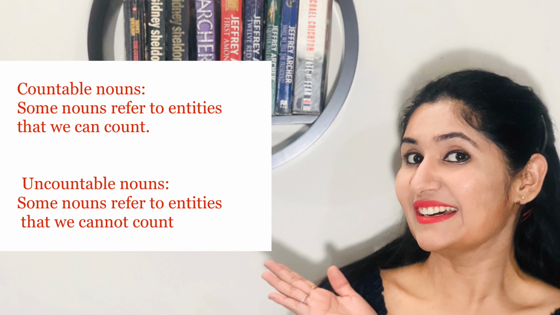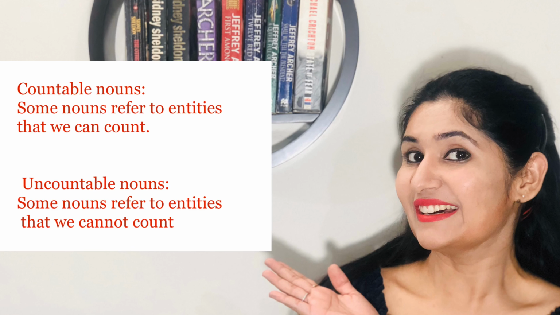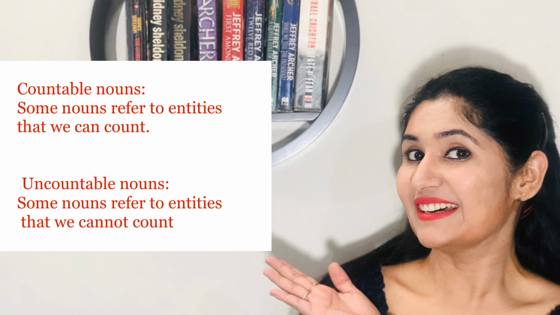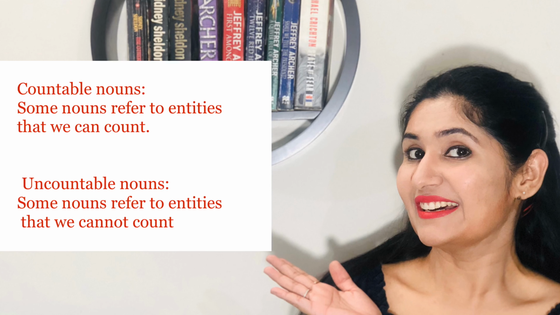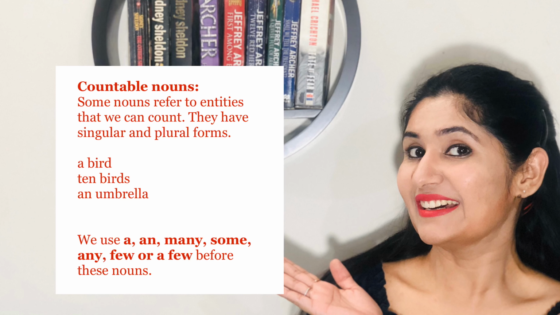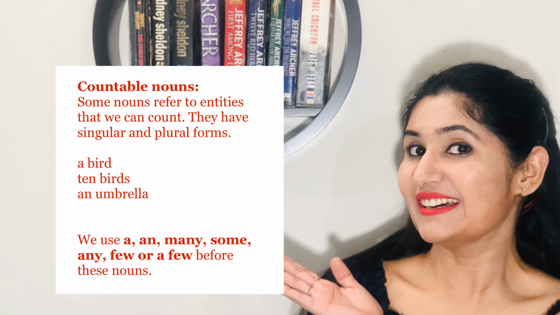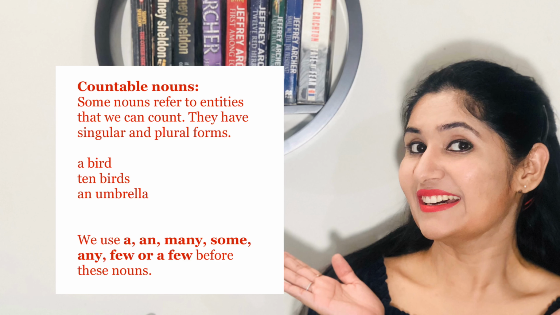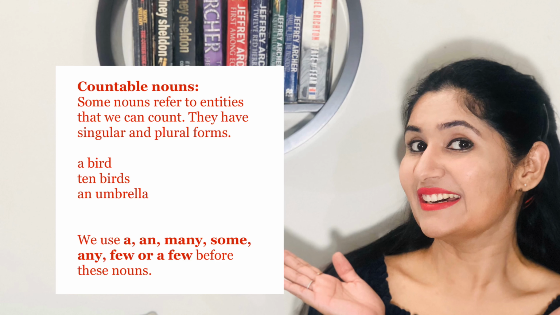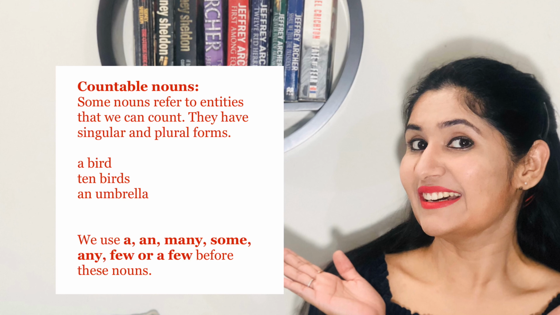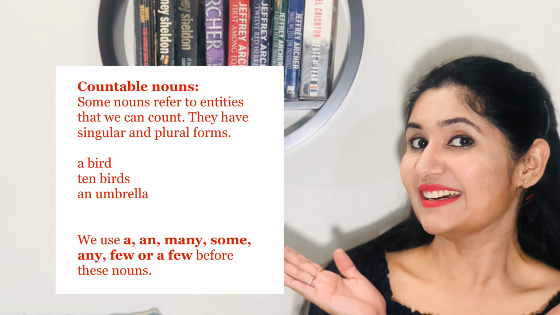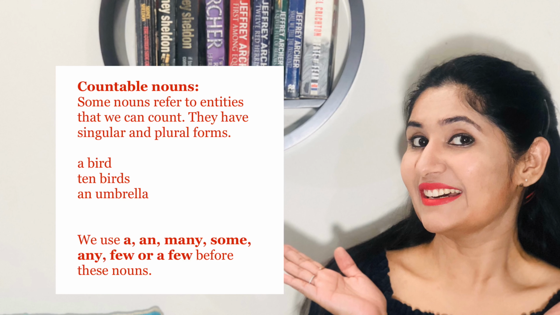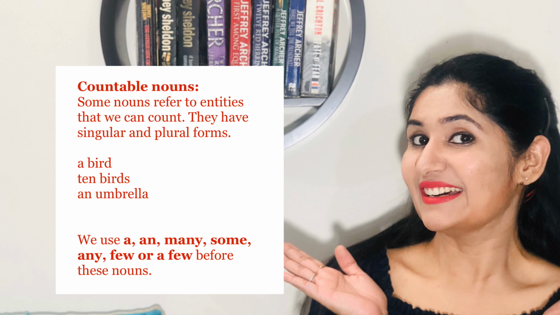Countable and uncountable nouns. Some nouns that we can count are called countable nouns. They have singular and plural forms. We use a, an, many, some, any, few, or a few before these nouns. A bird, 10 birds, an umbrella.